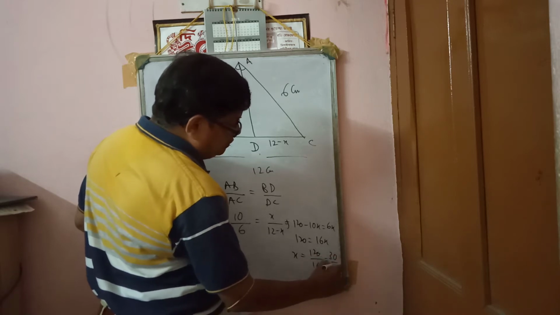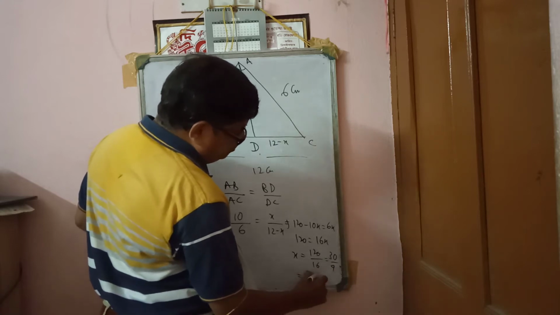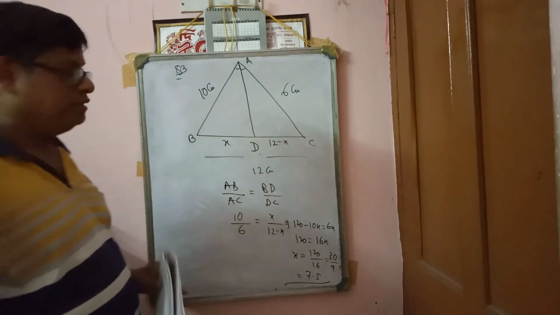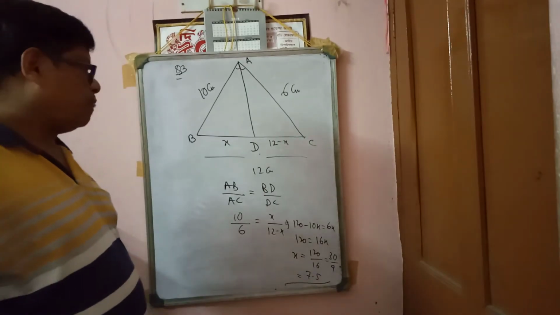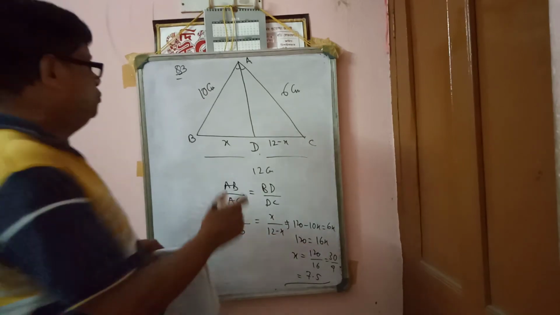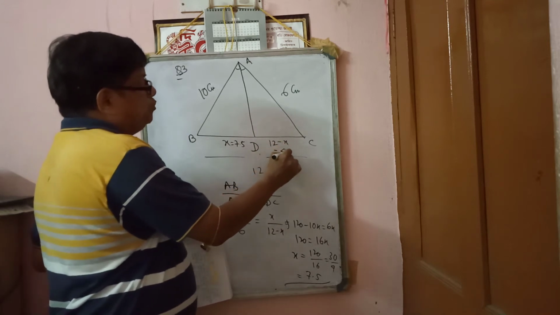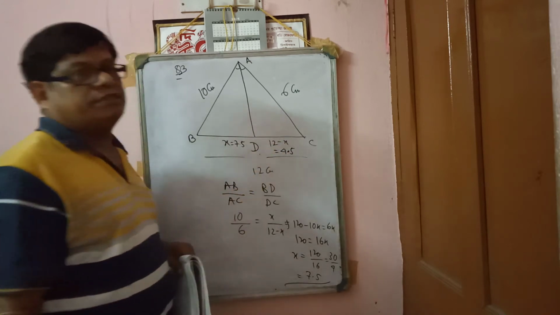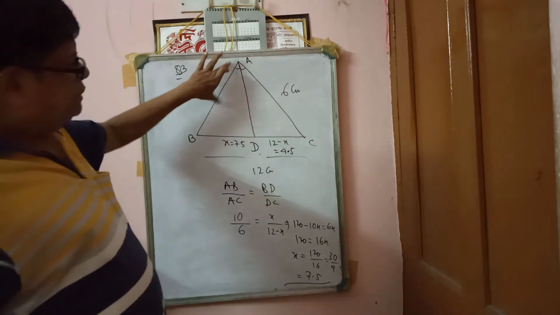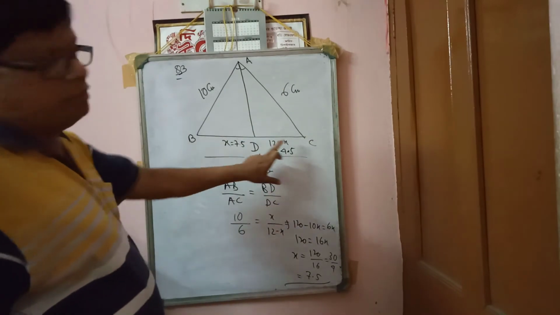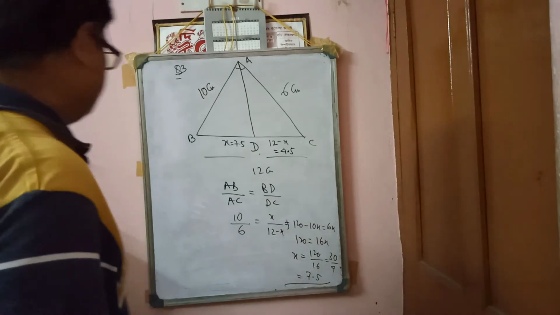120 by 16 is 7.5 centimeter. So X is 7.5. So 12 minus 7.5, this will be 4.5 centimeter. You have to remember the theory: this is to this equal to BD is to DC, the base ratio, if this is the bisector. Okay. Next one.